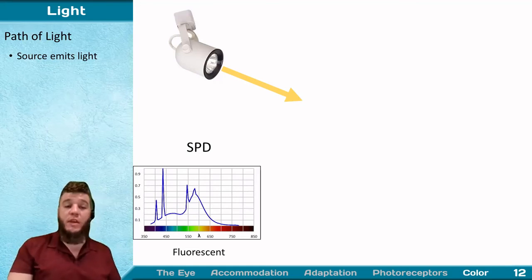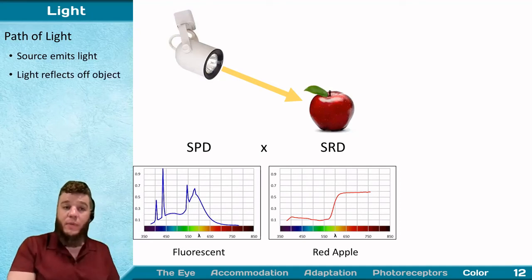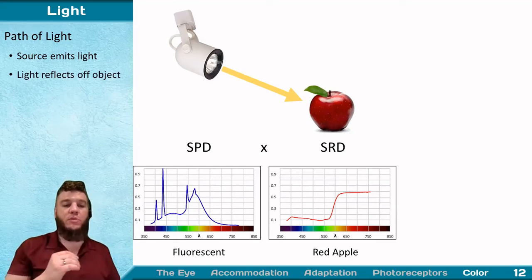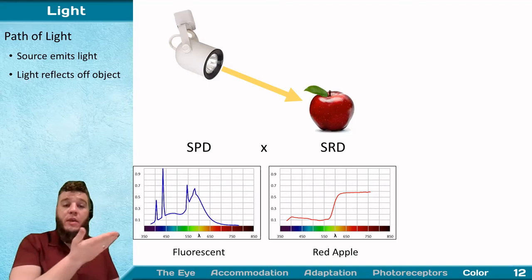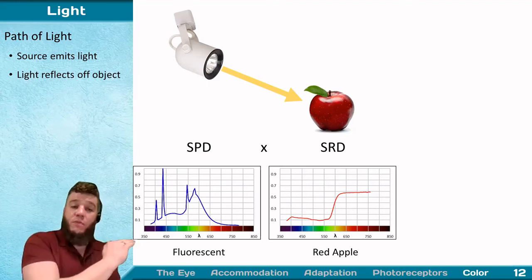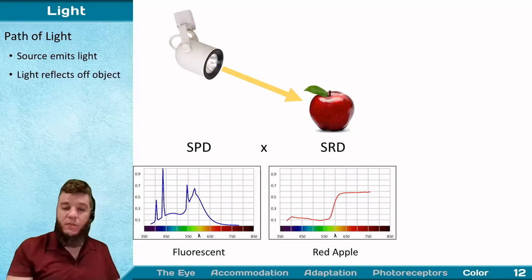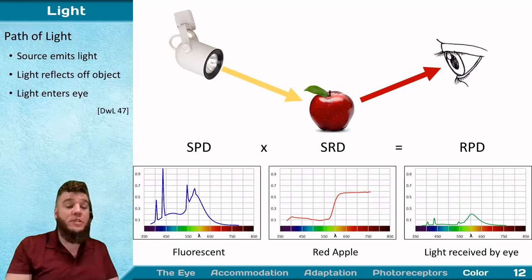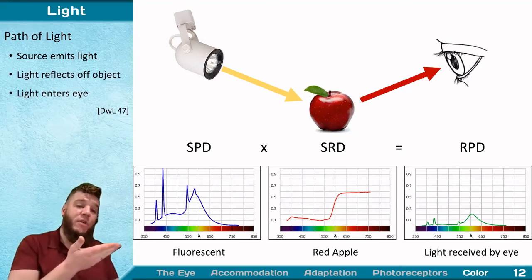For this example, we're using a fluorescent light source, and we're going to shine that source onto a red apple. And so instead of an SPD, we're going to have an SRD, or a spectral reflectance distribution, because this time we're not producing light, but rather we're reflecting light. If you take the product of those two things, in other words, the product of the amount of light and the reflectance of the light at each wavelength across the visible range, you will get a reflected power distribution, which is the spectrum that's actually entering your eye.